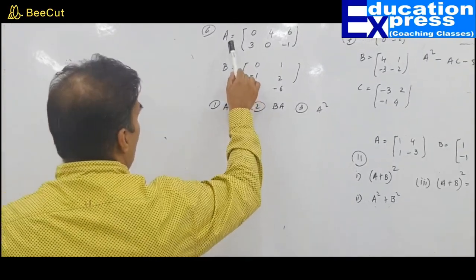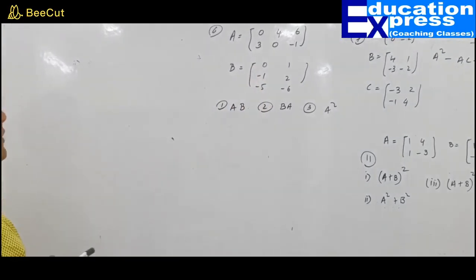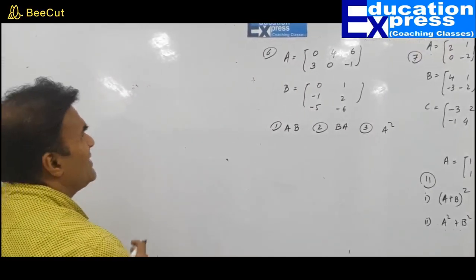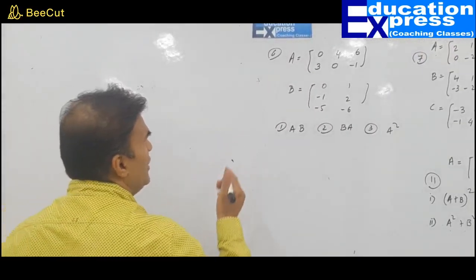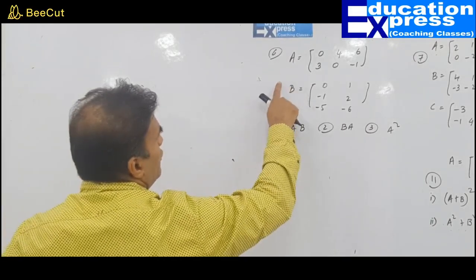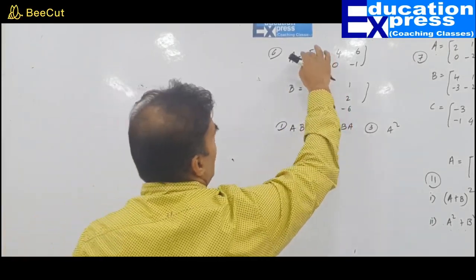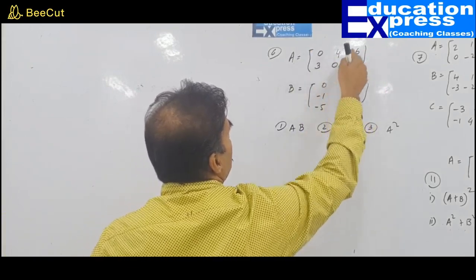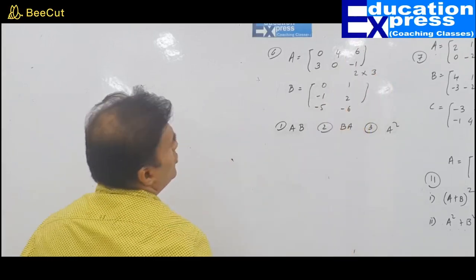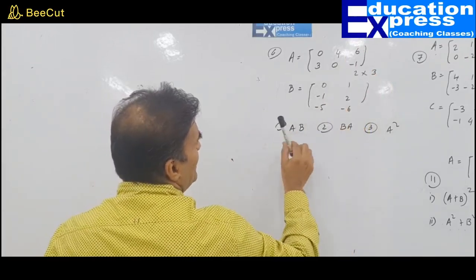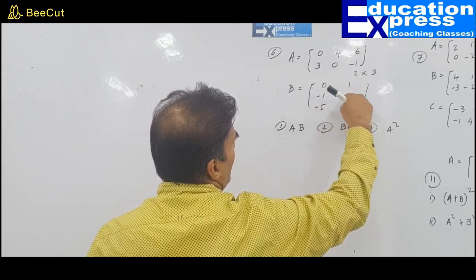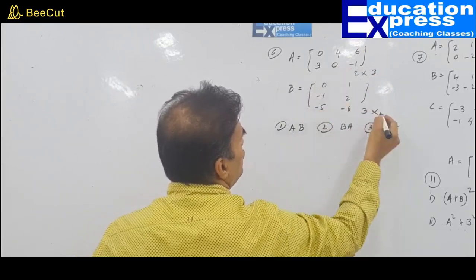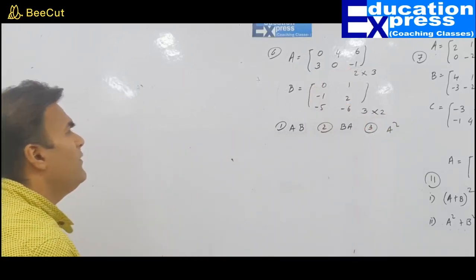Here, for the first time we are going out of the order grid of 2 into 2. Now, why I need to discuss this question is because of the change in the order. Now here, my matrix A has got 1, 2. So 2 rows and how many columns? 3 columns. So the order is 2 into 3. As far as B is concerned, first row, second row, third row. So there are 3 rows and 2 columns. We are familiar with the order.